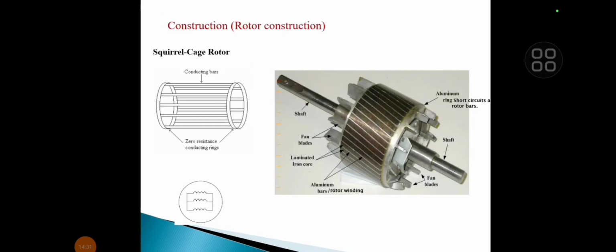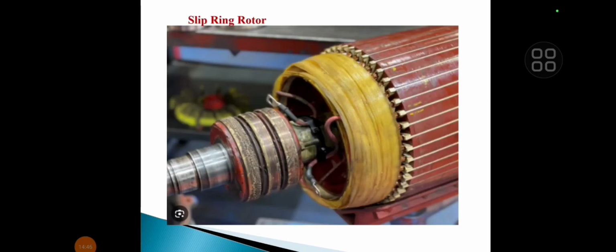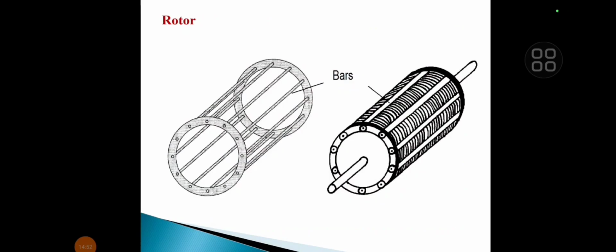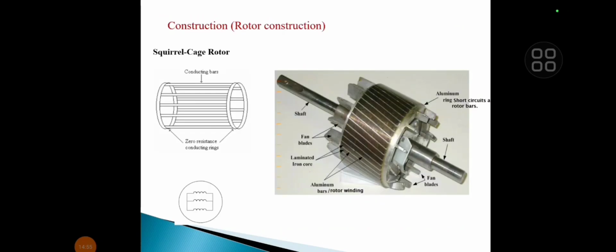That's why 90 to 95% of induction motors have the squirrel cage rotor. The motor which has the squirrel cage rotor is called a squirrel cage motor, and the motor which has the slip ring rotor is called a slip ring motor. By observing the rotor we can directly identify which type of motor it is.